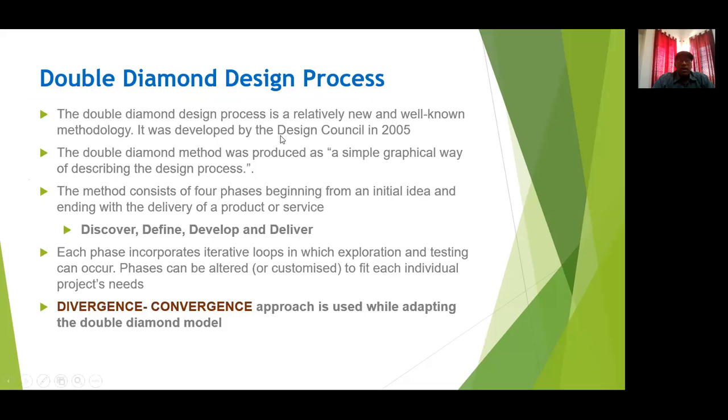The double diamond model is a relatively well-known methodology proposed by the Design Council in 2005. It provides a simple graphical way of describing the design process. It has four basic phases, which you can call the 4Ds: discover, define, develop, and deliver. Each phase incorporates iterative loops in which exploration and testing can occur. Phases can be altered as per the requirements of the customer, and you can customize each individual phase. Very importantly, it follows the aspects of design thinking: divergence as well as convergence.